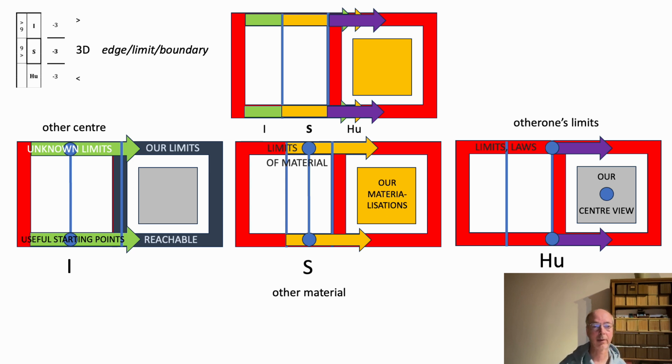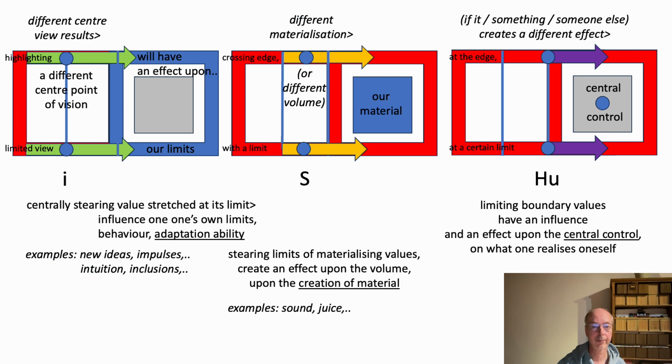With the S, it's also about the edges, but it's about the volume of the edges or the material of the edges, which I'll explain a bit better later. And the H is about the edges themselves, what kind of effect that has on us, on ourselves. I'll explain a bit better.